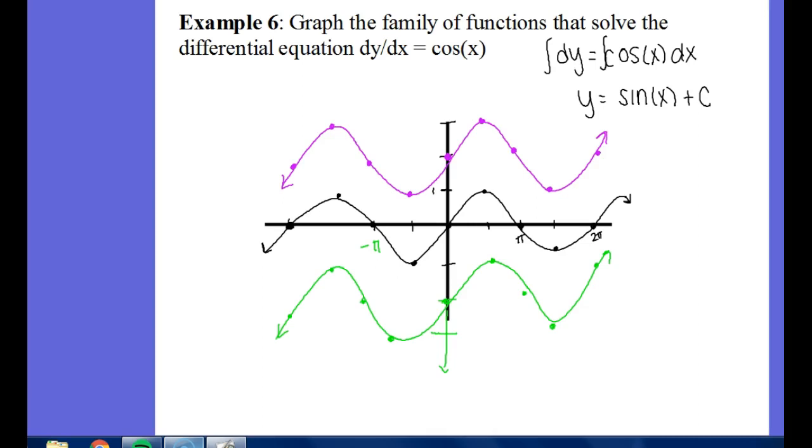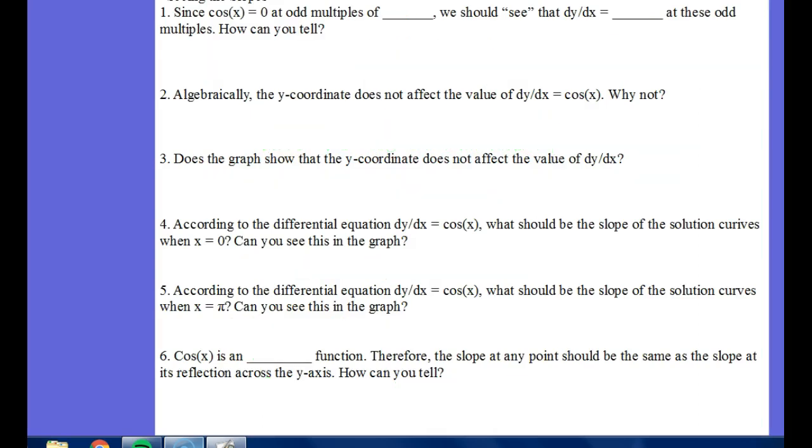So let's investigate what I'm saying. Let's investigate seeing these slope fields, seeing how you could get each of these 3 graphs from this right here. So you'll have your family of functions on the top of your page. So let's look at it.